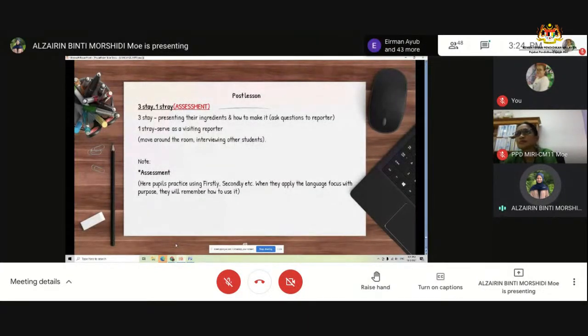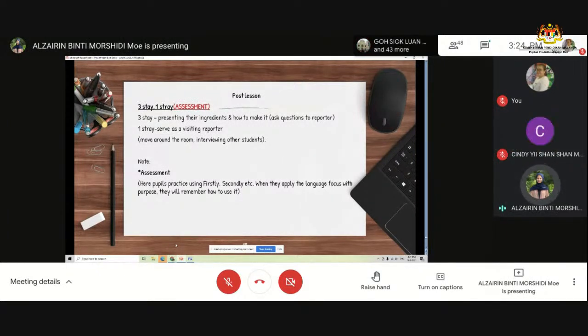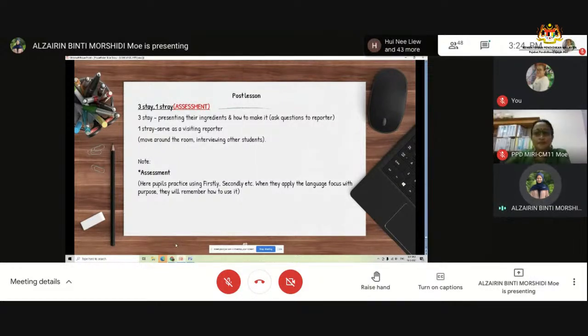All right, this is what happened during the post lesson. After they finish creating a pizza, this is the activity I conducted: 3 stay, 1 stray. This is where the assessment takes place. What happens in the 3 stay? Okay, first you divide them into groups just now, right? So they assign who is going to become the 1 stray that will serve as a visiting reporter, and the other 3 persons will stay at the group presenting their ingredients and how to make it. And you as a teacher make sure they use the words firstly, secondly, because here pupils practice using firstly, secondly, and so on. When they apply the language focus with purpose, they will easily remember how to use it.